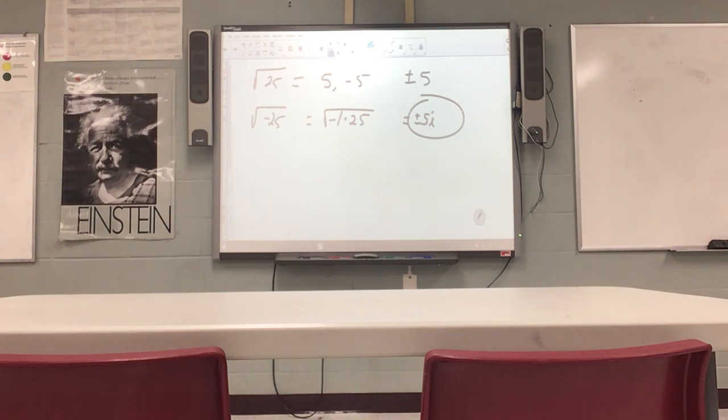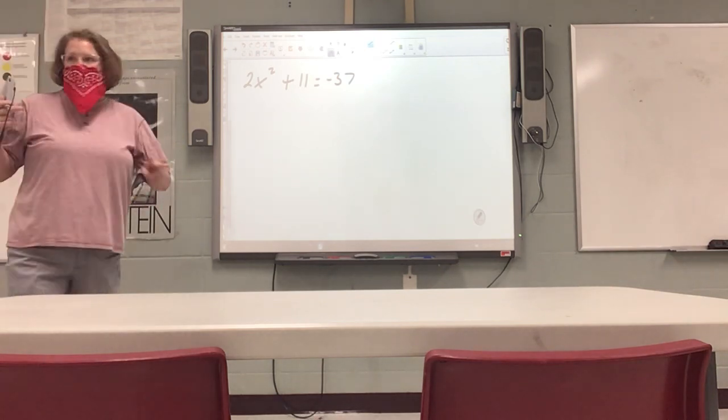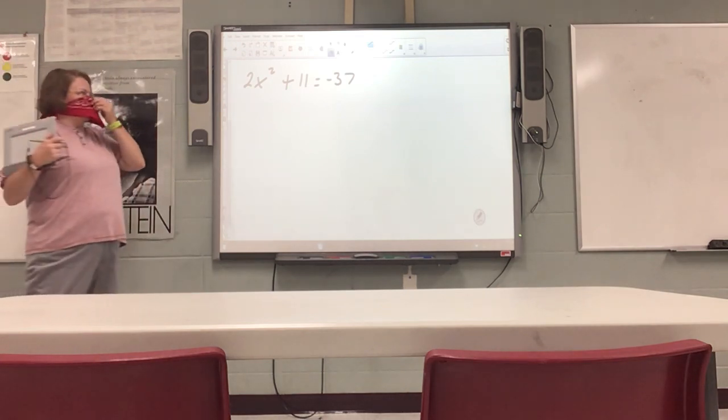Alright, so let's look at what that would look like in solving an equation, because that's what we're ultimately wanting to do, is solve these quadratics. So let's say I gave you the problem 2x squared plus 11 is equal to negative 37, and we're trying to solve for x. Does it matter which way? Well, the only ways we know so far are factoring and using square roots. Those are the only two methods we've covered so far.